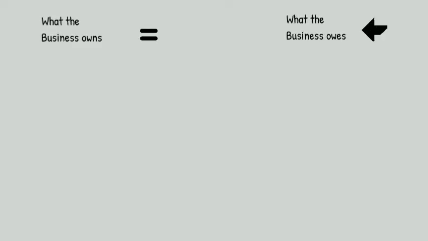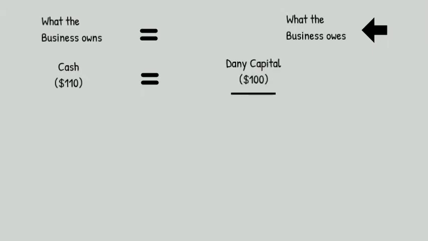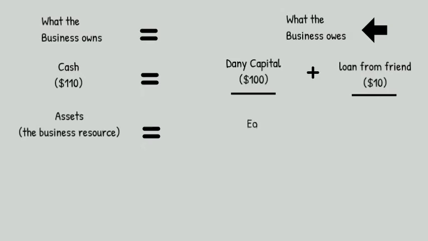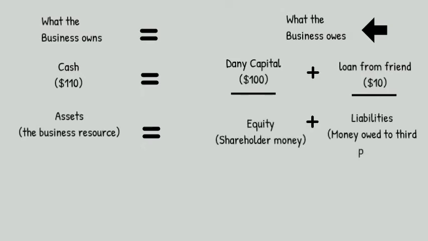And our accounting equation formula will start looking like this. What the business owes will have two sections, Dany's capital beside the loan from friends, which means that assets, the business resources, will be equal to equity, the shareholder money, plus liabilities, money owed to a third party. And of course, both sides are balanced.